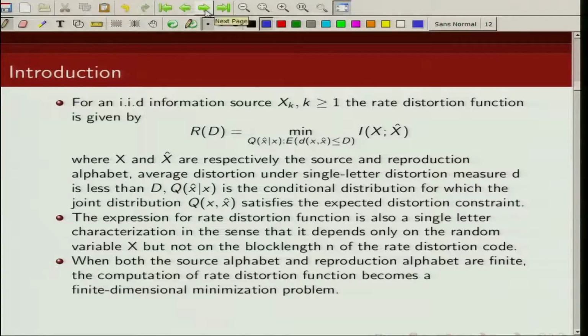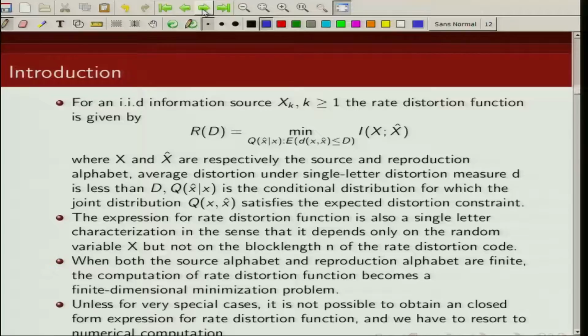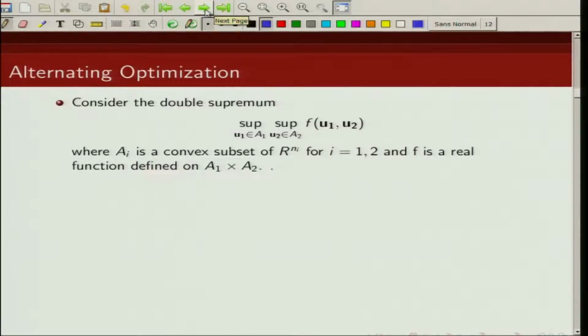So when the source alphabet and reproduced alphabet size are finite, again this becomes a finite dimensional minimization problem, and again in most cases we do not have a closed form expression for the rate distortion function. So to compute the rate distortion function, we will have to resort to some sort of numerical method. So this gives a motivation to study an iterative algorithm to compute the rate distortion function and channel capacity. So first let me talk about this algorithm in a general setting. I am going to talk about the alternating optimization algorithm, and then we will come to the specifics of the Blahut-Arimoto algorithm.